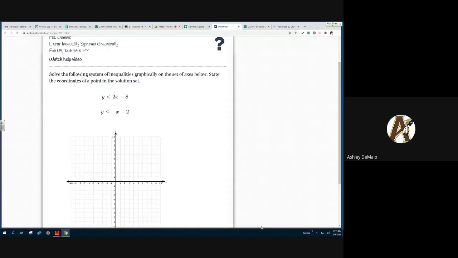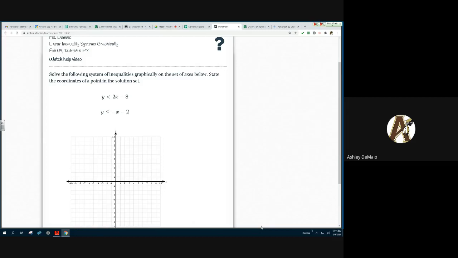Okay, so in our third section of the Delta Math, our section header is called Linear Inequality Systems Graphically. So in this problem, what you're going to want to do is graph both of these on the graph that Delta Math gives you, and look at the signs so that you can make sure you're shading either above or below, and you want to make sure that your lines are either solid or dotted. Okay, so let's do the first line.